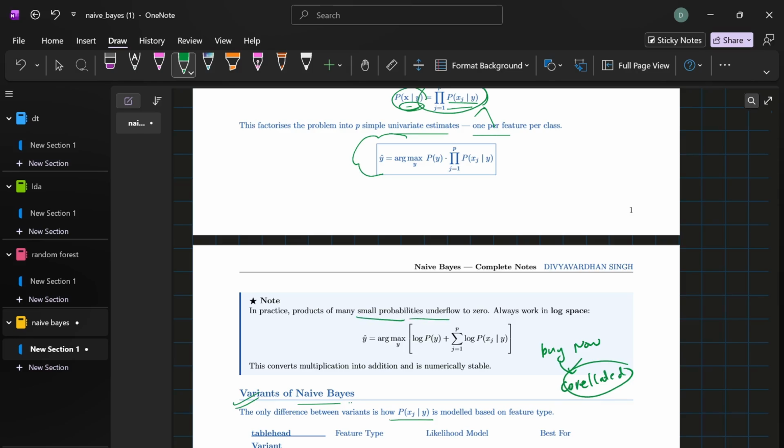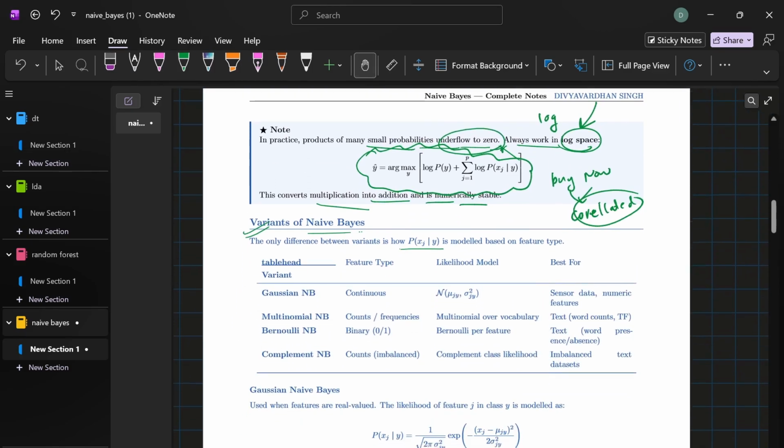Now, there's a practical issue. When you multiply hundreds of small probabilities together, you get numbers so tiny that computers round them to zero. That's called numerical underflow. This can be fixed simply by working in log space. Instead of multiplying probabilities, you take the log and add them up. The result has the same ranking but is now numerically stable. So always use log space.